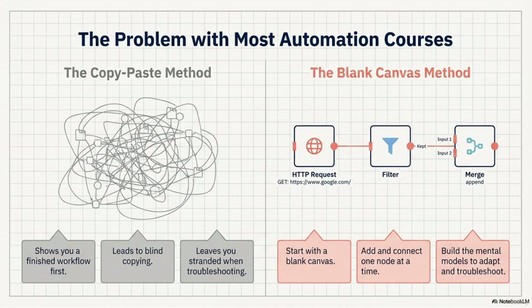Most automation courses use what I call the copy-paste method. They'll show you a finished workflow and then walk you through it step by step. This often leads to blind copying and leaves you stranded when you need to troubleshoot a problem. In this course, we use a blank canvas method. We'll start with nothing and add one node at a time. I'll explain what each node does, why it's there, and how it connects. So you build the mental models needed to adapt and troubleshoot any workflow yourself.